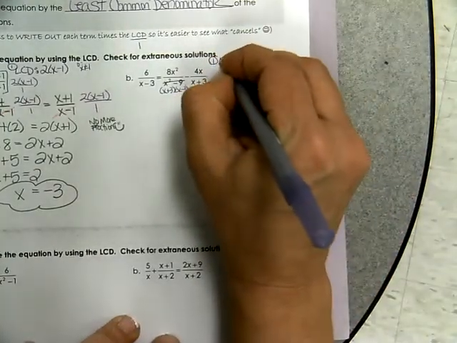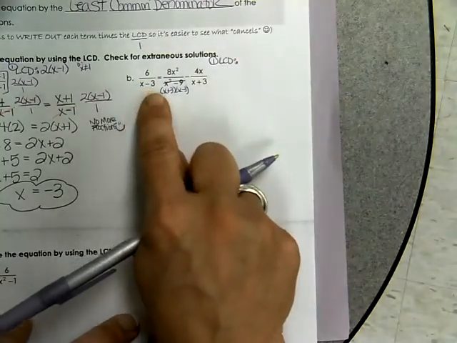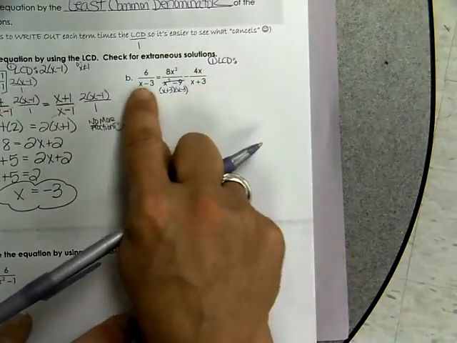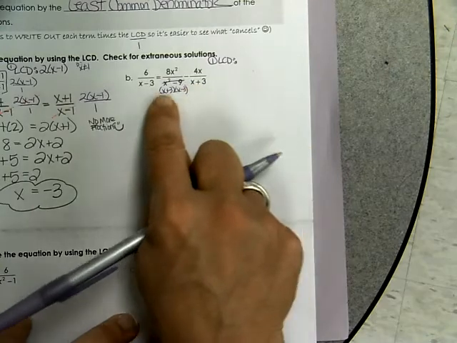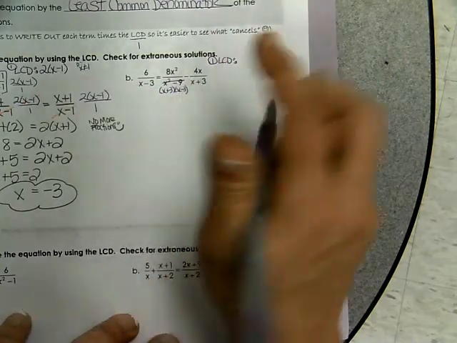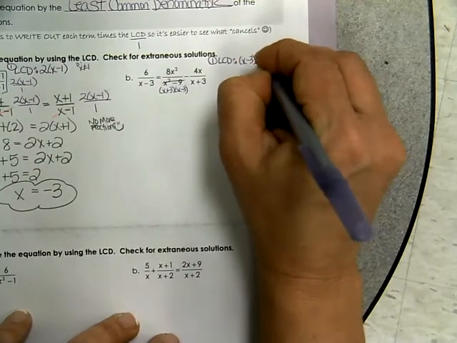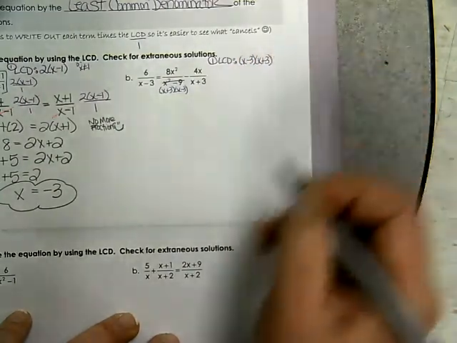So step 1 is to find that least common denominator. There aren't any quote-unquote regular numbers. There aren't any powers of x, but we do have quantities. We have x minus 3 and x plus 3.